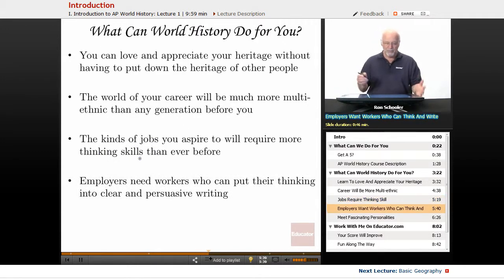And employers are screaming that they want workers that not only can think, but can write. You know, the memo that you have to compose about an important matter, everybody can understand, and it communicates clearly and in rational, good ways. So these are things that we're trying to teach in this course, and they have application to the rest of your life.